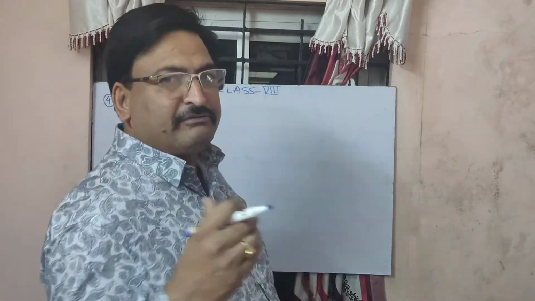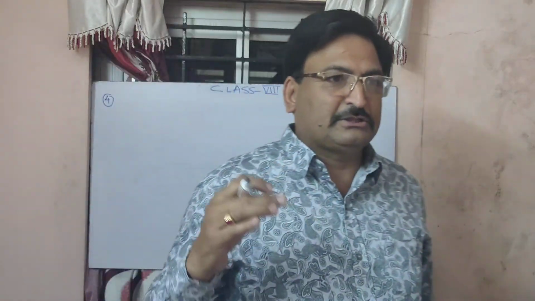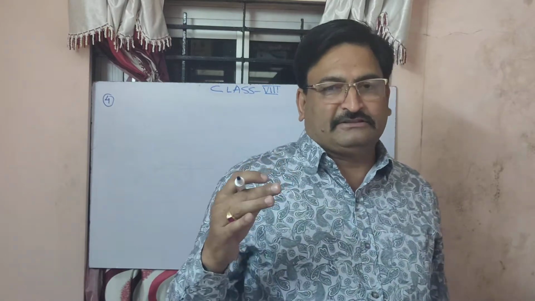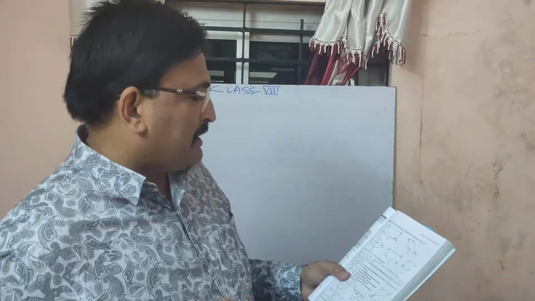Draw a rough figure of a quadrilateral that is not a parallelogram, but has exactly 2 opposite angles of equal measure. Draw a rough figure of a quadrilateral. Quadrilateral means what? Having 4 sides. It's a closed figure having 4 sides. What is the condition? That it is not a parallelogram but has exactly 2 opposite angles equal.